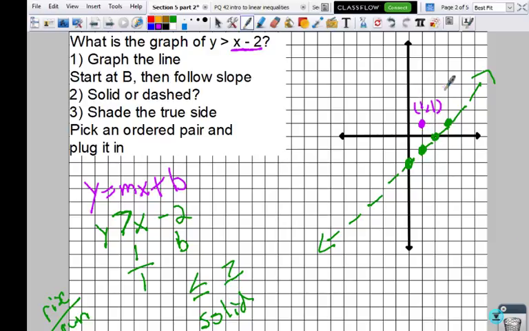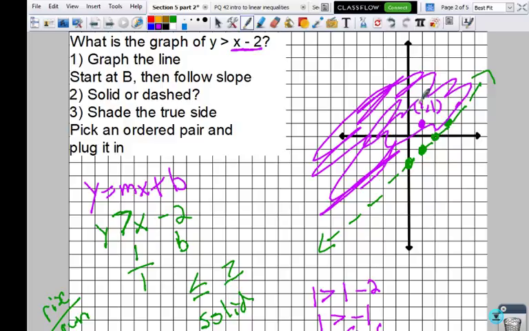So I'm going to put in 1 for my x, 1 for my y. So I'm going to go 1 greater than 1 for x, and then minus 2. And then I'm going to keep going: 1 greater than 1 minus 2 is negative 1. So I did all my math. Is 1 greater than negative 1? Yes. So that's true, right? So I guessed right. My guess is on the true side. So I'm going to shade my true side up here.